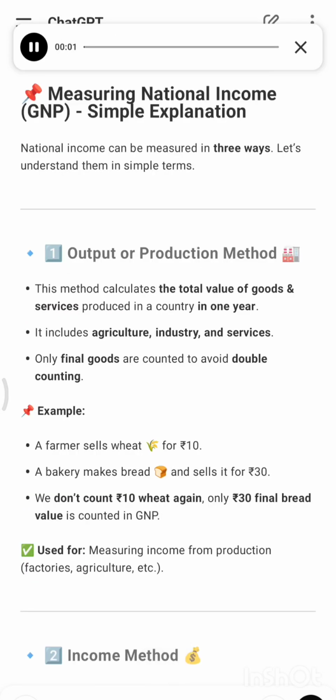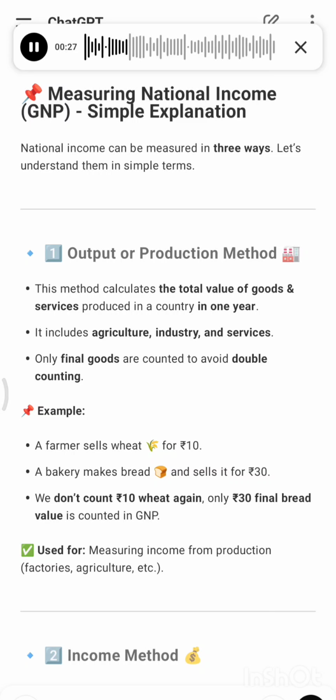Measuring national income, GNP, simple explanation. National income can be measured in 3 ways. Let's understand them in simple terms. 1. Output or production method. This method calculates the total value of goods and services produced in a country in 1 year. It includes agriculture, industry, and services. Only final goods are counted to avoid double counting.